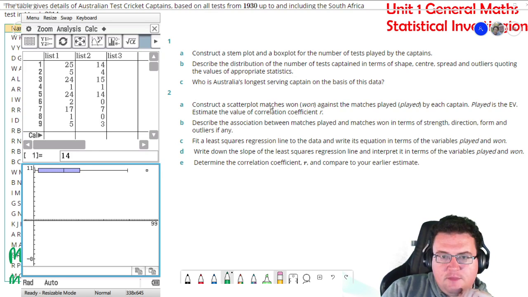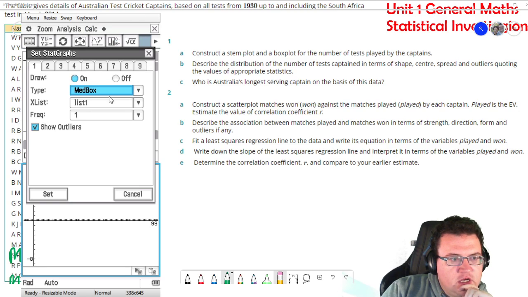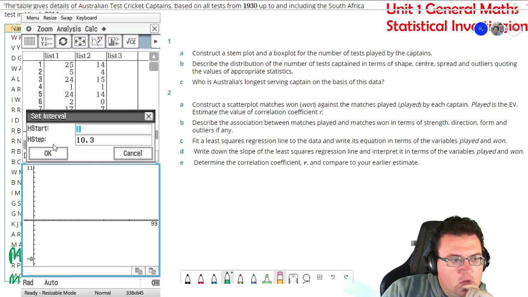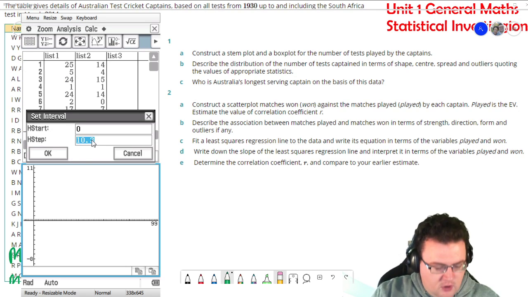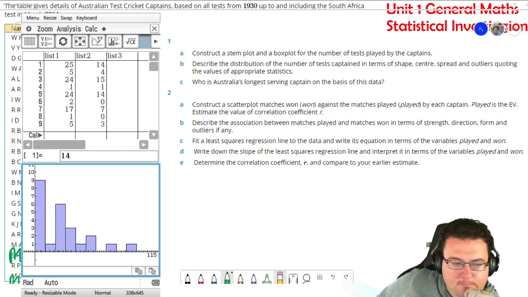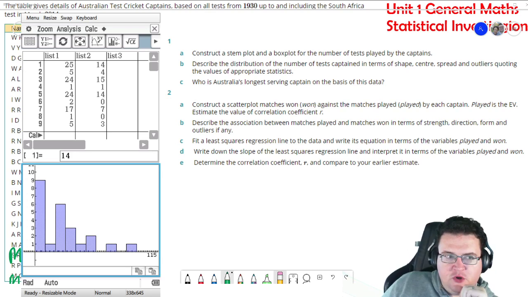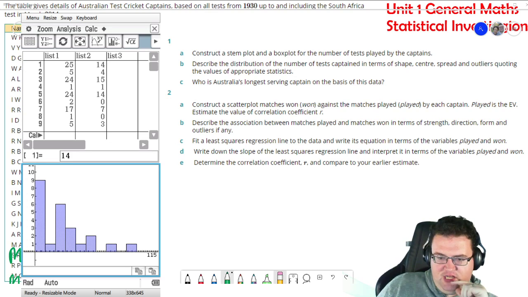So, in terms of the shape, the center, the spread, and the outliers, how would you describe the data? Let's look at the data as a histogram instead. All right, so let's change this to a histogram. We'll start at 0. We'll do steps of 10. How would you describe that data? Would you say it's centered, or would you say it's skewed? Yeah, it's very skewed. All right, and it is positively skewed.